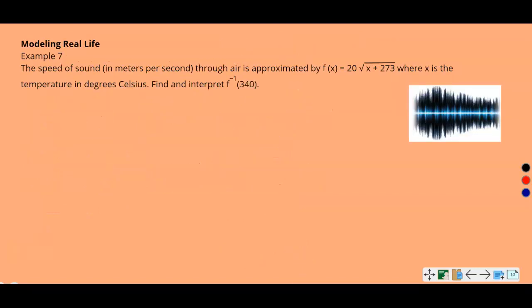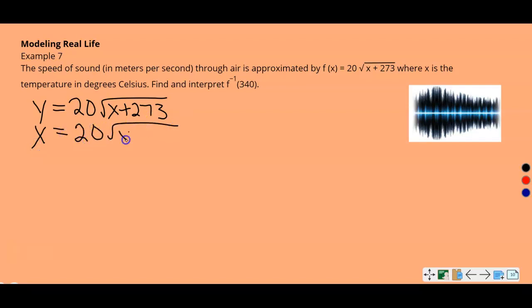Example 7, modeling real life. The speed of sound in meters per second through air is approximated by f of x, where x is the temperature in degrees Celsius. Find and interpret f inverse of 340. The first thing we're going to do is take our function and find the inverse, which we know how to do. So we've got y equals 20 square root of x plus 273. We're going to first switch our x and y. That's how we find the inverse.